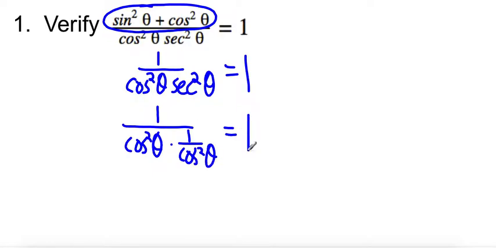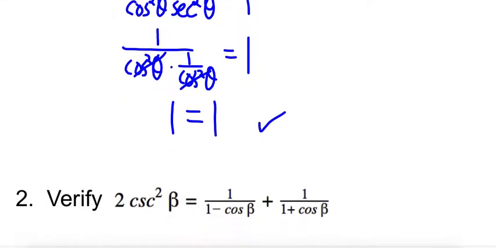And of course now, cosine squared on top, cosine squared on the bottom, those are going to cancel each other out, and we are left with 1 equals 1. So we have verified the identity. Let's move on to number 2.